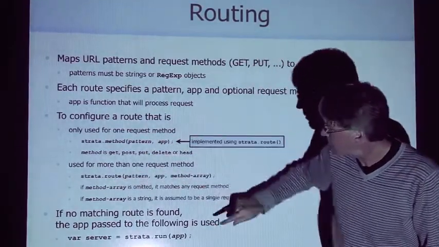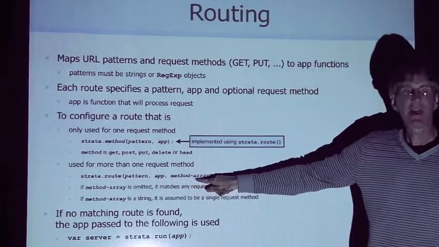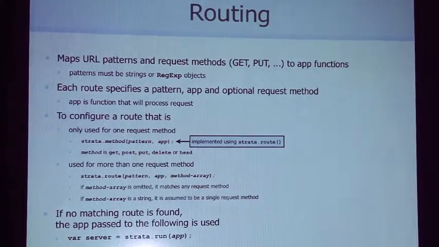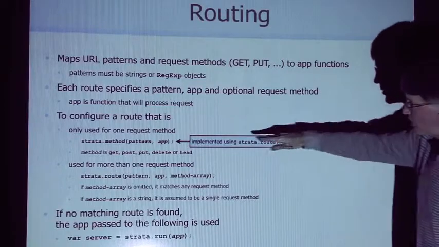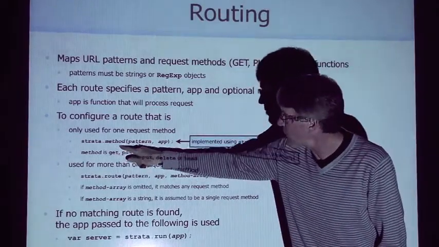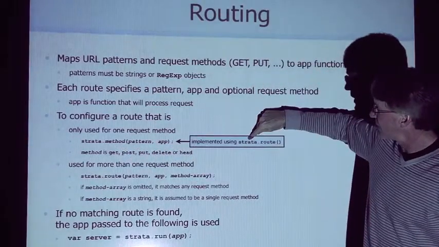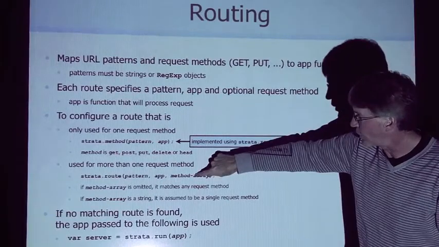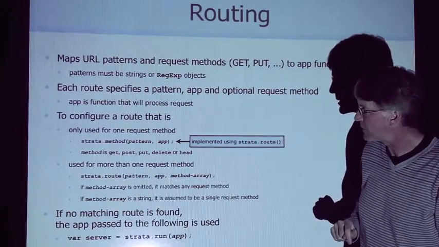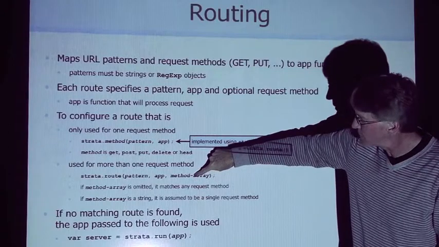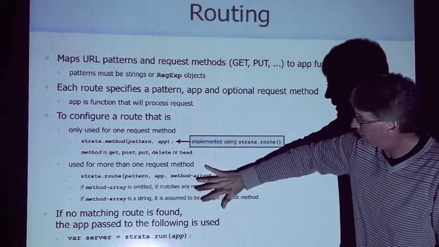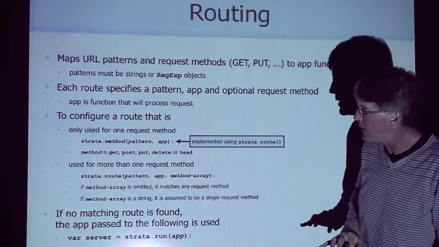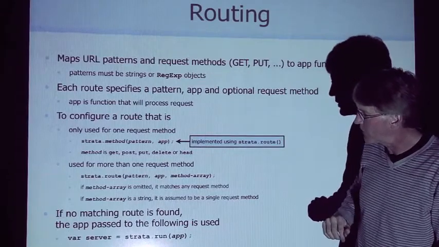I give it the same kind of pattern in the app, but then at the end I can give it an array of method names. So I could say this is the same thing you should use whether it's a put or a post, for example. Now this one, where I'm giving it specific methods, actually internally it's just calling strata.route for you and supplying that third argument. You can also just give this a single string instead of an array, and it will use just that one HTTP verb.